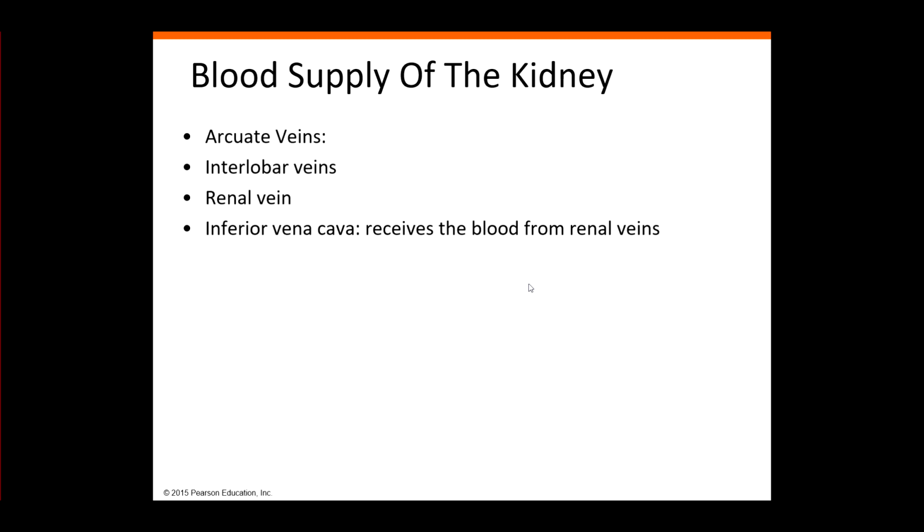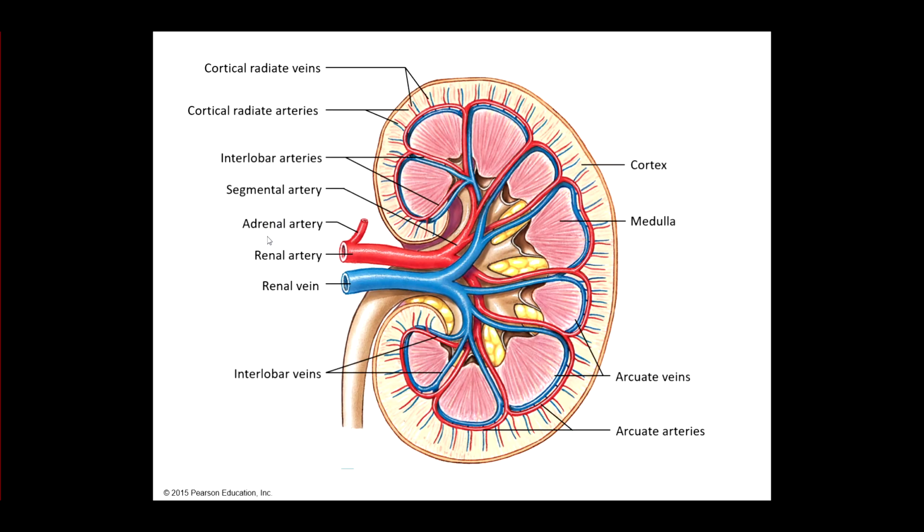So we're going to end up getting arcuate veins, which become interlobar veins. Now notice there's no segmental veins. Some books say there are, some books say there aren't. We're going to say there's no segmental veins. That's going to then lead to the renal vein, which is now going to bring the blood to the inferior vena cava. So what are we talking about?